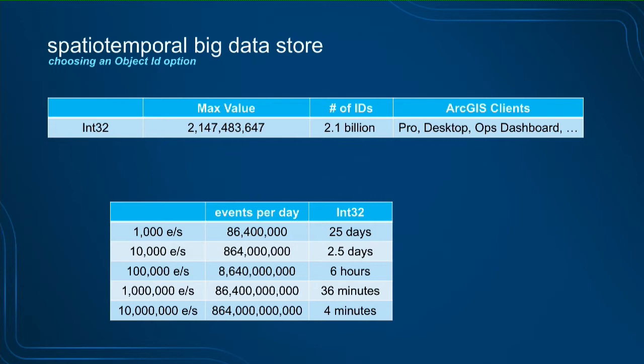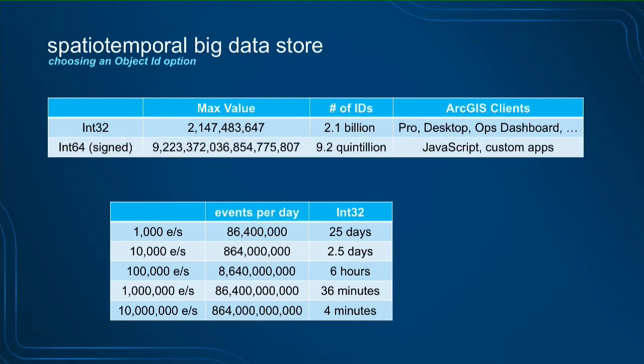But what's interesting about this is that even if we get a modest amount of data in, like 1,000 events per second, that's about 86 million events per day. And so we'll run out of int32 object ID address spaces in about 25 days, which is not very long. And that's a fairly modest amount of data. And so we default to int64, which gives us this 9.2 quintillion address space.